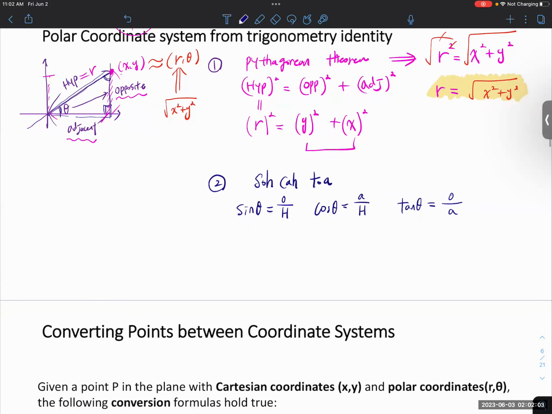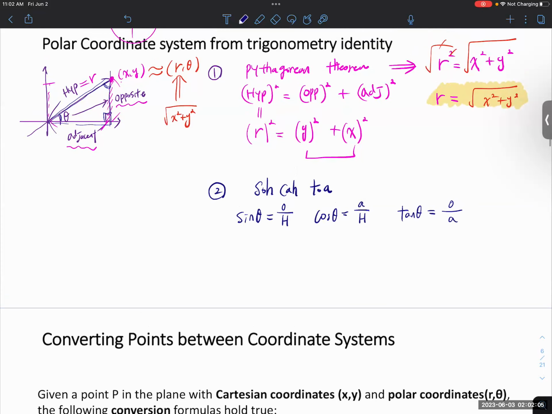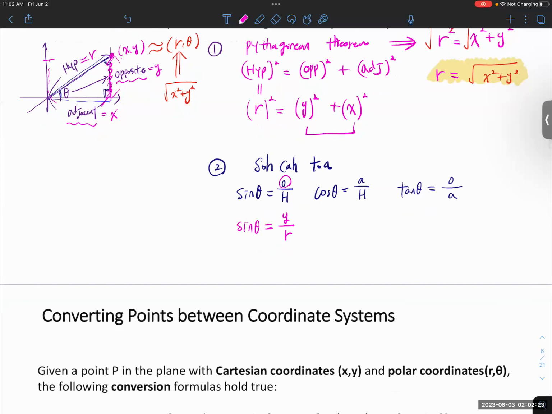So from this observation, let's take a look. We already know opposite is y, correct? That's the y unit, and adjacent is x. So sine theta is opposite, we know it is y, over hypotenuse, that is r. Am I correct? So therefore, you can do the cross multiplication: y equals r times sine theta. We found the second identity.